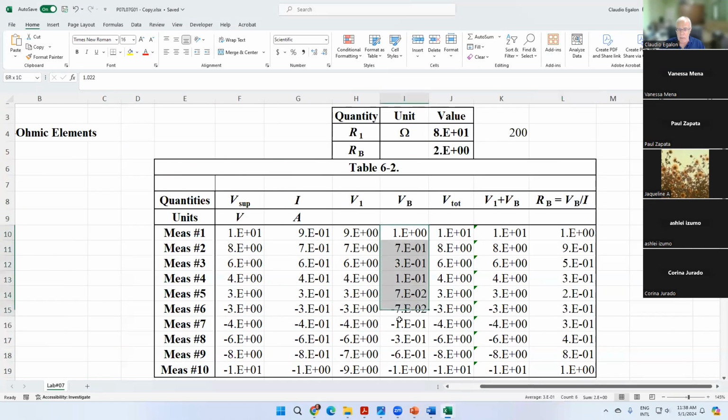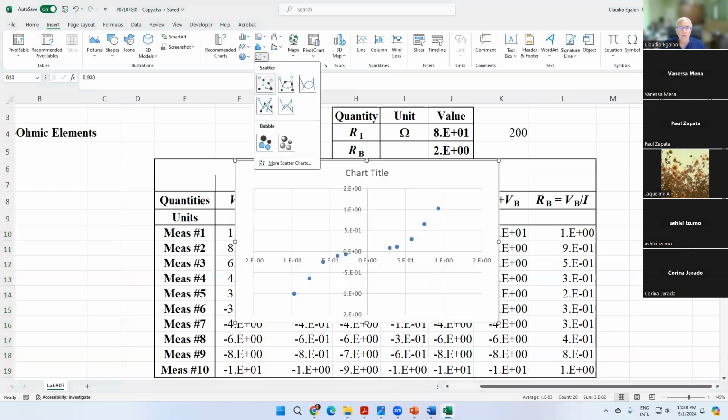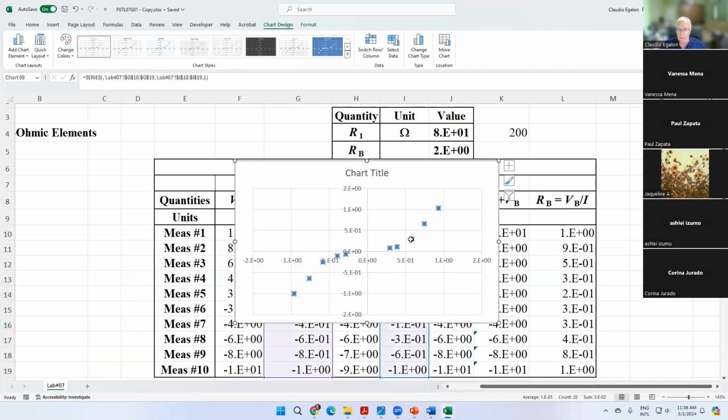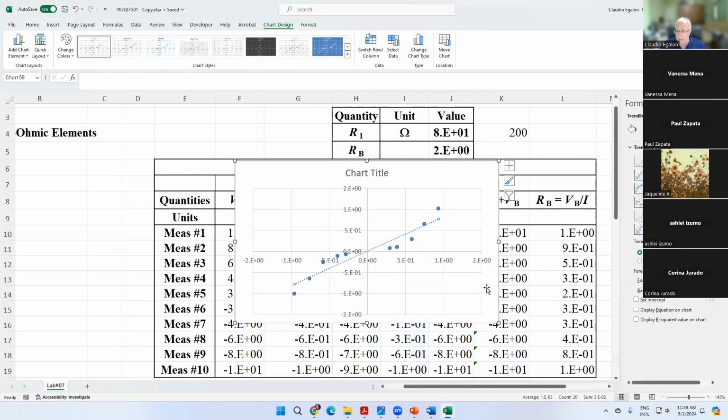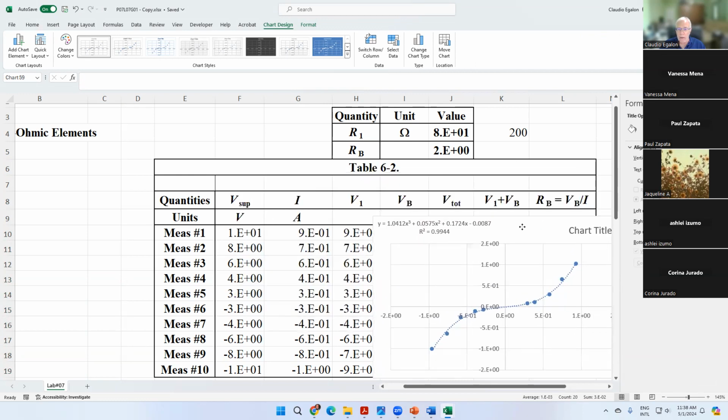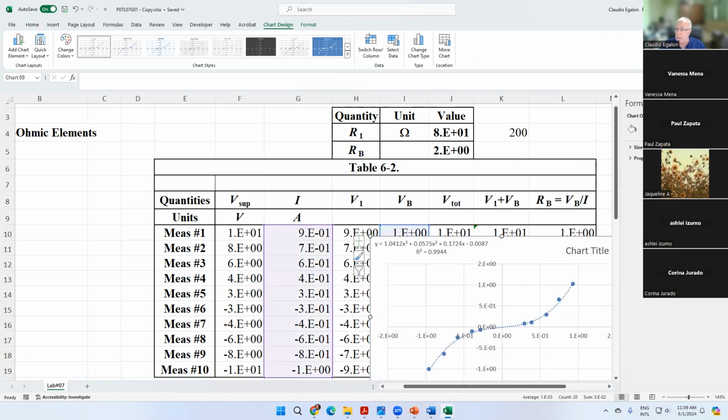Okay, so V_B, right? Maybe insert. Okay, you got something like that, right? Trend line should be a polynomial of third order. Display equation on chart, display R square value. Here you go. Like that. Okay, so I did get that. Okay, now the next one.